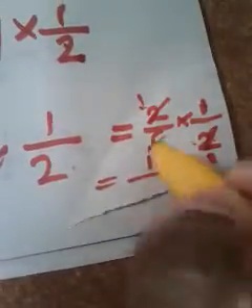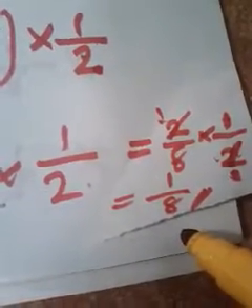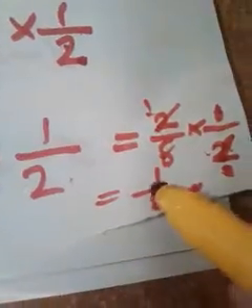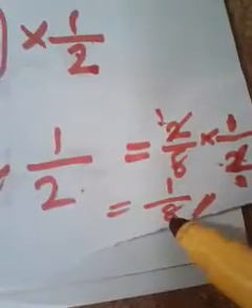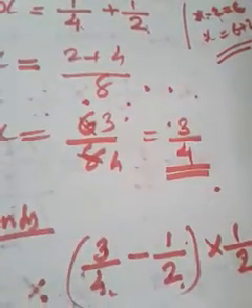1 into 1 is 1. 8 into 1 is 8. We got the value as 1 by 8. Is it correct now? According to the question, they said that we get 1/8, and we are getting 1/8 here. That means we found the correct answer, 3/4.